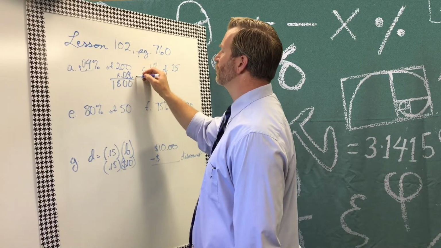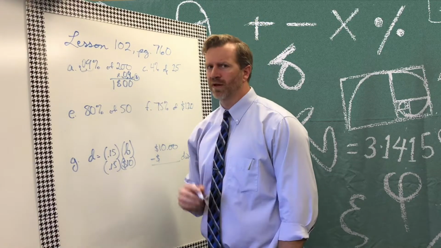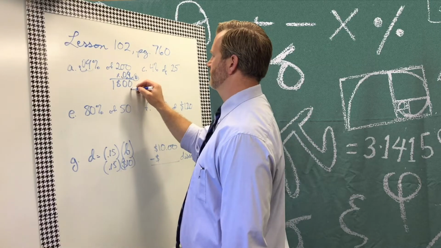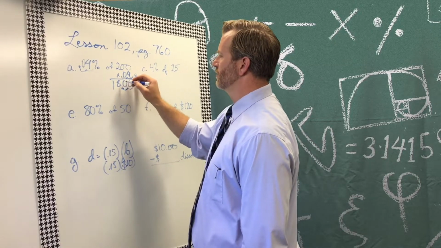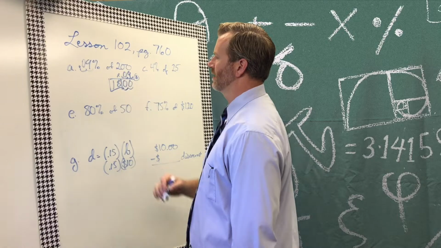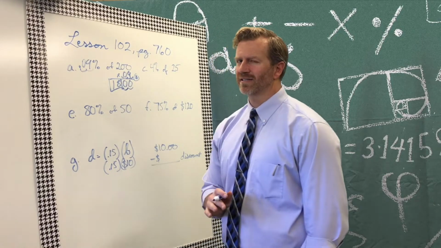And we're over there 2 places, right, Braden? So where am I going to put that decimal? Absolutely. We're going to come over 1, 2, drop that decimal in there, and our answer is 18. See how easy that was?